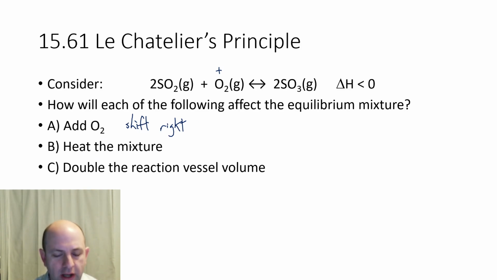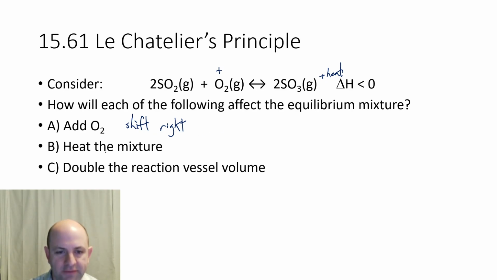Letter B is what happens if I heat the mixture? Well, I've got to figure out where the heat is, and that's what this delta H information is for. It tells me that delta H is less than 0. Delta H is negative. We have to remember a negative delta H means it's exothermic. Heat is released as part of the reaction. Heat can be treated as a product. So I'm going to write right here plus heat. That heat is as if I make 2 SO3s and I make some heat.